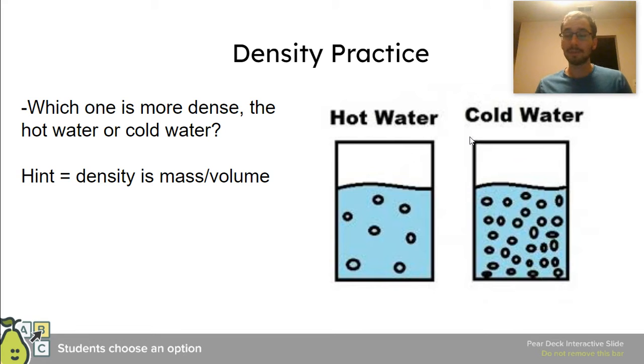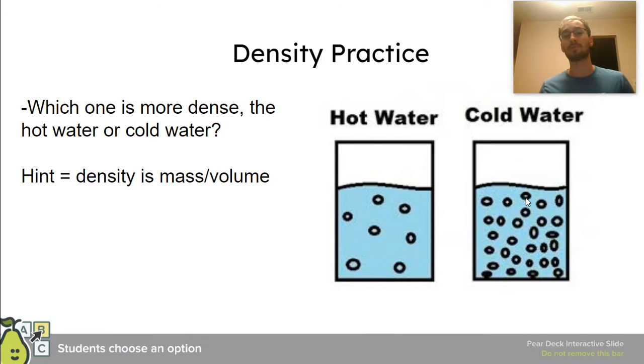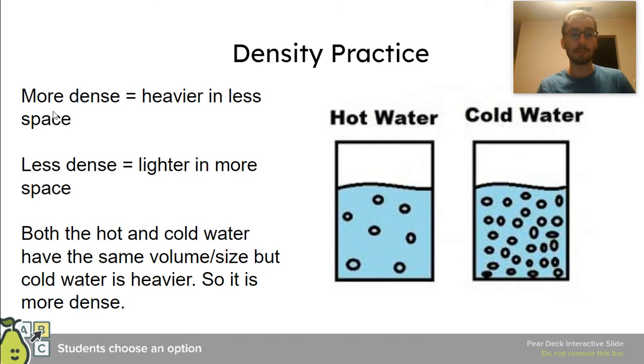Remember, if you have hot water and cold water, okay? If you look closely at the water molecules, you should notice that in the hot water, the molecules are more spread out. So you should be thinking, more spread out, hot water is going to be less dense. More dense is heavier in less space, less dense will be lighter in more space. Both the hot and cold water look like they have the same size, but the cold water is a little bit heavier.